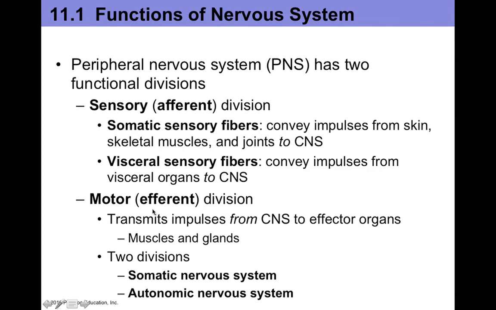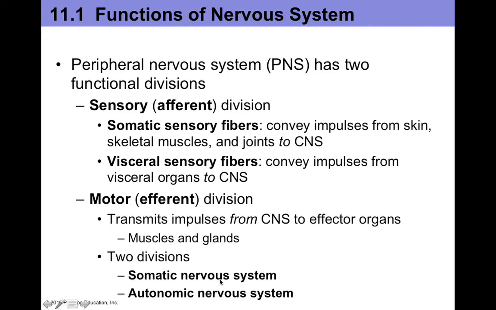Now, the motor or efferent division is basically what transmits impulses from the central nervous system, like away from the brain and spinal cord, out to effector organs like muscles and glands. And there's two major subdivisions. We got the somatic and autonomic nervous systems.